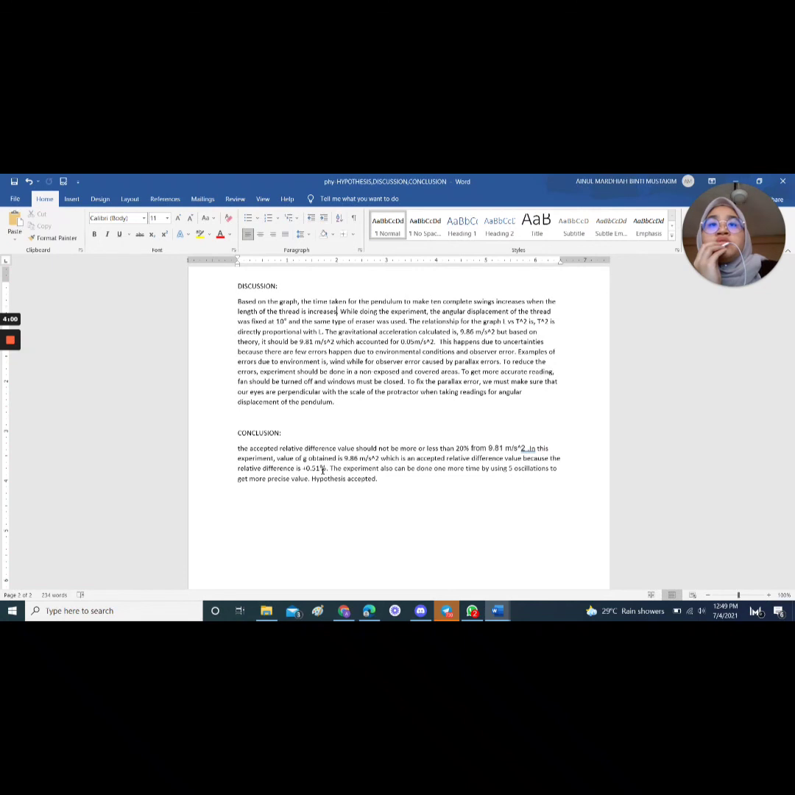The experiment can also be done one more time by using 5 oscillations or 5 degrees for the angular displacement to get a more precise value. So the hypothesis is accepted.